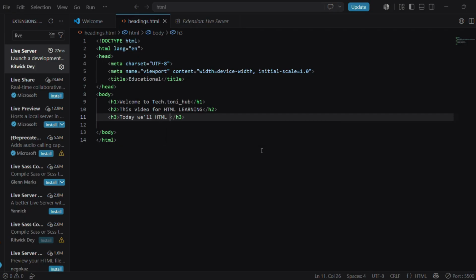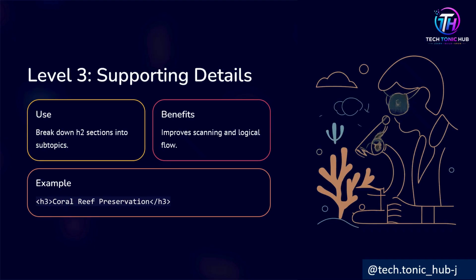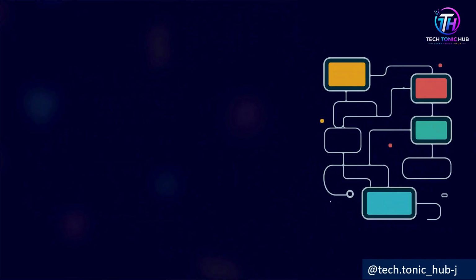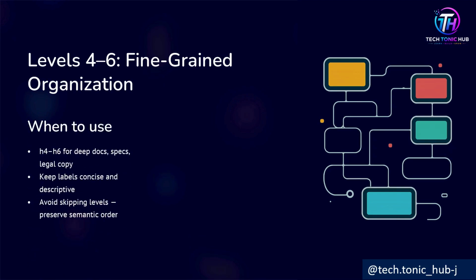Now look at the example for the H3 tag. The text is a little smaller than the H2 tag and also a little less bold than the H2 tag. HTML also provides H4, H5 and H6 headings. They are mainly used when your document becomes very detailed. For example, technical documentation, research papers, legal documents, or large project documentation.